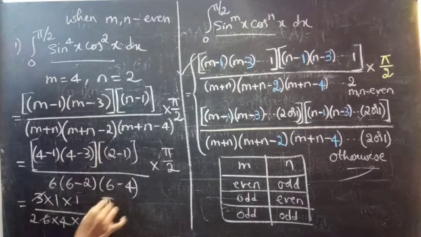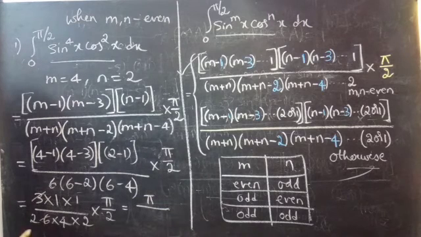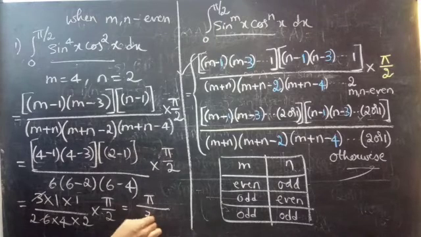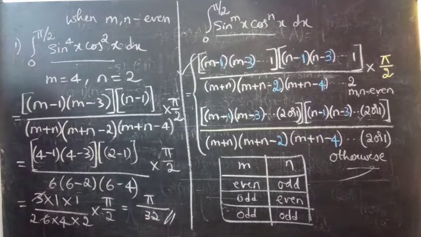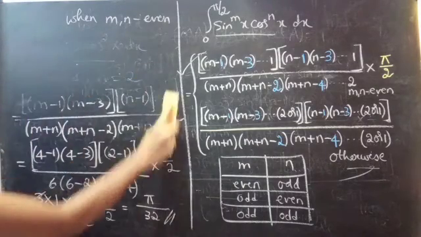Into pi by 2. So this is equal to pi by 2, 4s are 8, 8 2s are 16, 16 2s are 32. So pi by 32 is the answer for this integral. Okay? Fine. So next we'll see another problem.